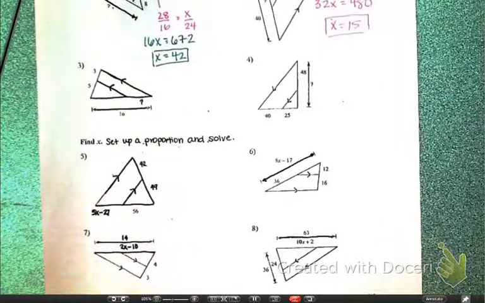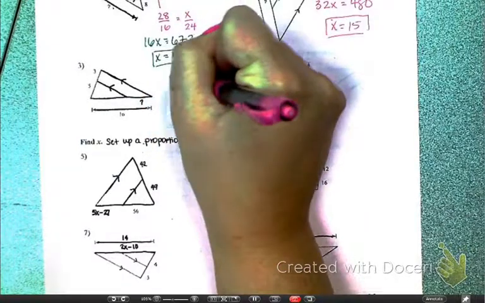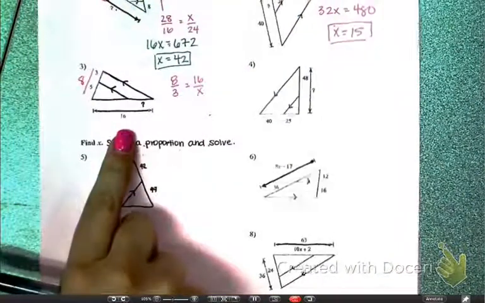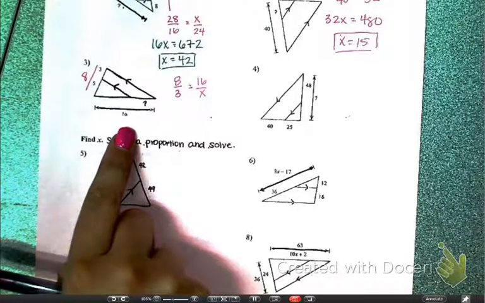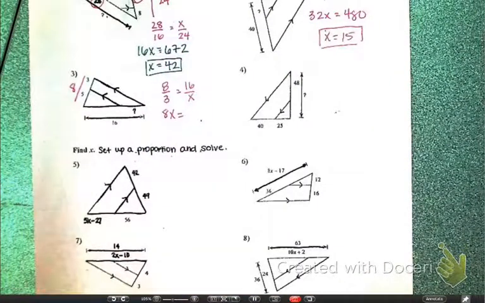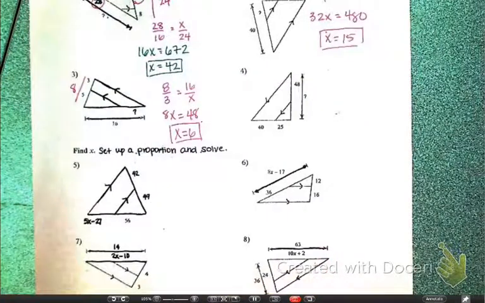What about number 3? Do I have what I need? Yes, ma'am. Are you helping me with number 3? Okay. 8 over 3 equals 16 over x. You did 8 over 3 equals 16 over x? Yep, perfect. So you had to find the whole thing because you knew the whole thing here. When you cross multiply, you get 8x equals 48. So you should end up with x equals 6.